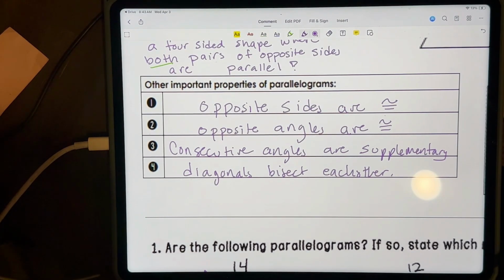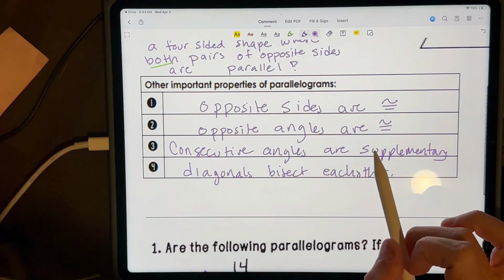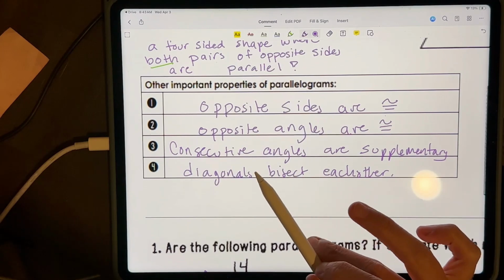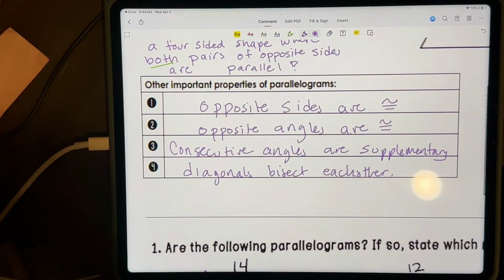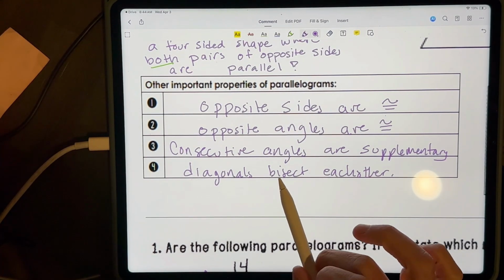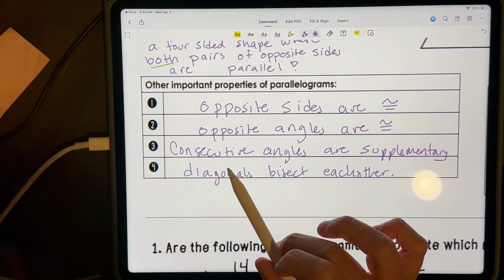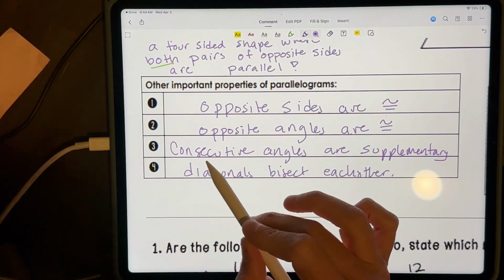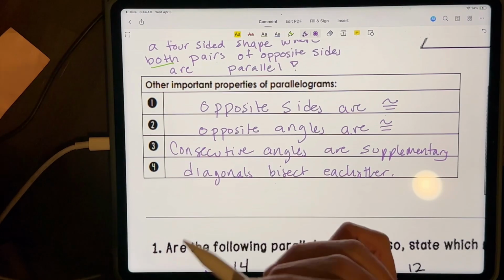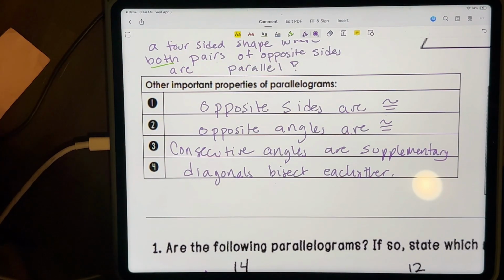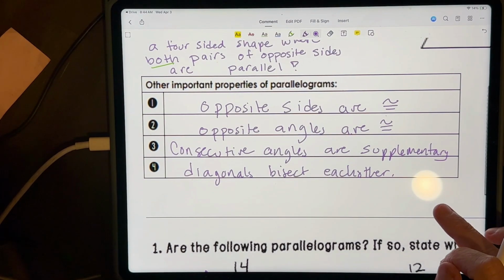Opposite angles are congruent. Again, we'll talk about what the opposite angles are in a minute. Consecutive angles are supplementary. Remember, this is a really important word. This test is consecutive angles. That means they're both on the same side, on the transversal pieces. And diagonals bisect each other.